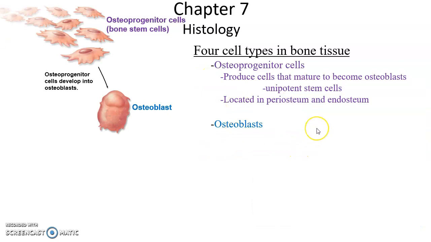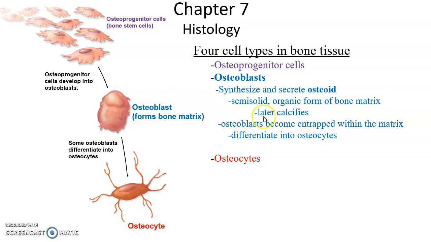All right, histology. There are 4 kinds of bone cells. There's the osteoprogenitor cells. These are stem cells, and they divide, and some of them mature to become osteoblasts. They are again found in the periosteum and endosteum. The osteoblasts are very important because they synthesize and secrete the osteoid. That is the organic matrix of the bones. So they produce the semi-solid organic matrix that then later becomes calcified. And then when osteoblasts get surrounded by this matrix that they're producing, they can differentiate to become osteocytes.